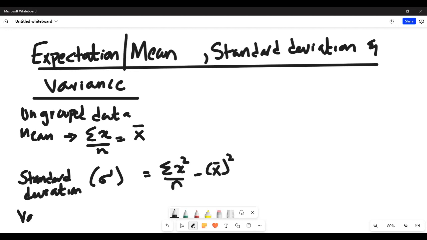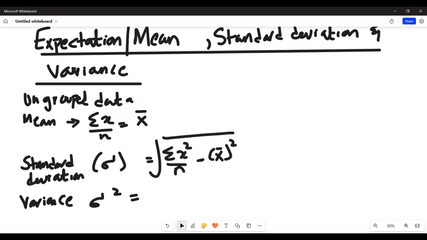Similarly, variance is, okay, there's supposed to be a square root here, sorry. Variance is the square of the standard deviation. So it's the same thing, but without the square root.